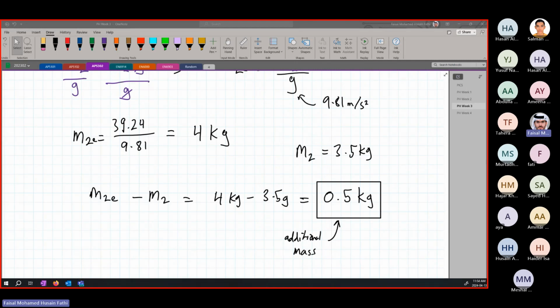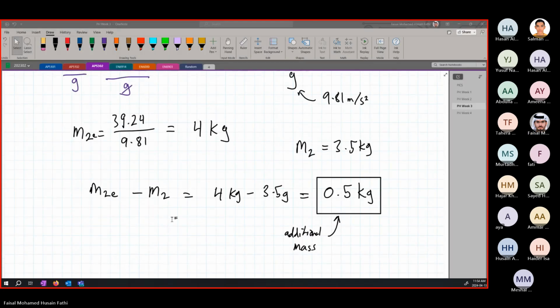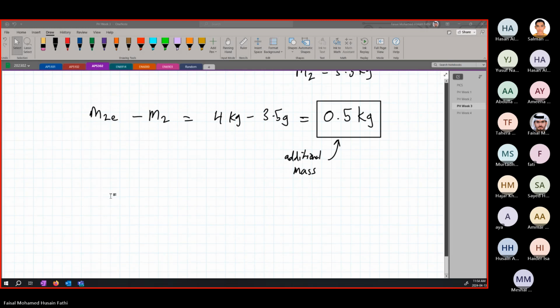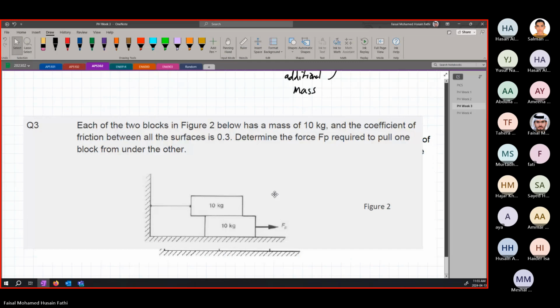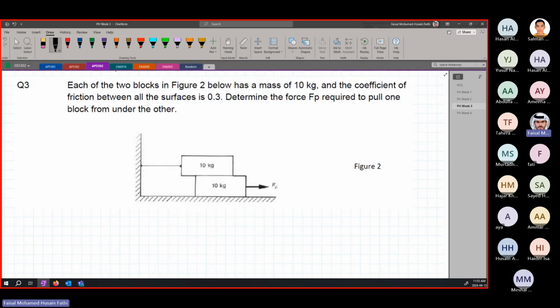I'll do one more friction problem, and then I'm going to move on to energy. So we have this question over here. Each of the two blocks in figure 2 below has a mass of 10 kilograms. So we have two blocks, each with a mass of 10 kilograms, and the coefficient of friction between all surfaces is 0.3.